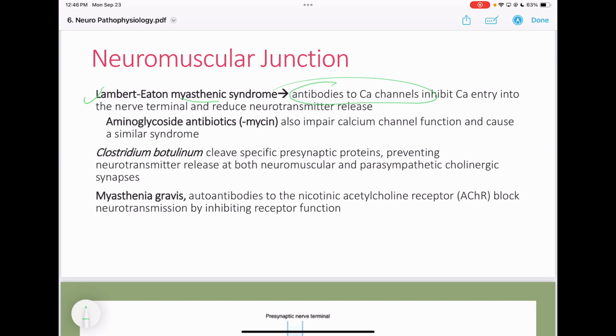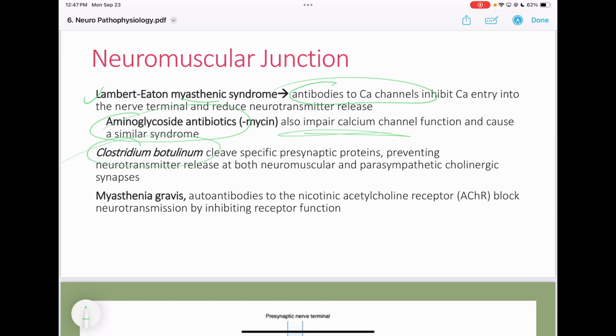Another case of this impaired calcium channel function also occurs with these aminoglycoside antibiotics, things that end in mycin, streptomycin, gentamicin. They can also have ototoxic problems, but also movement problems. Impaired calcium channels, again, so it's similar to Lambert-Eaton. Lambert-Eaton is more of an autoimmune problem because you have antibodies attacking yourself, but aminoglycoside is just because you took the antibiotics. Once you stop it, it should go back to normal.